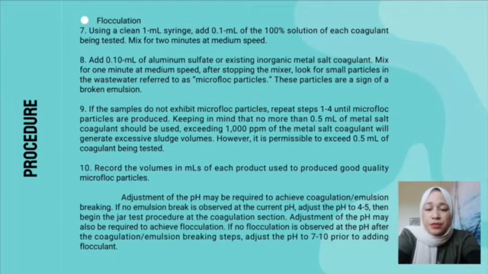Adjustment of the pH may be required to achieve coagulation or emulsion breaking. If no emulsion break is observed at the current pH, adjust the pH to 4 to 5, then begin the jar test procedure at the coagulation section. Adjustment of the pH may also be required to achieve flocculation. If no flocculation is observed at the pH after the coagulant or emulsion breaking step, adjust the pH to 7 to 10.